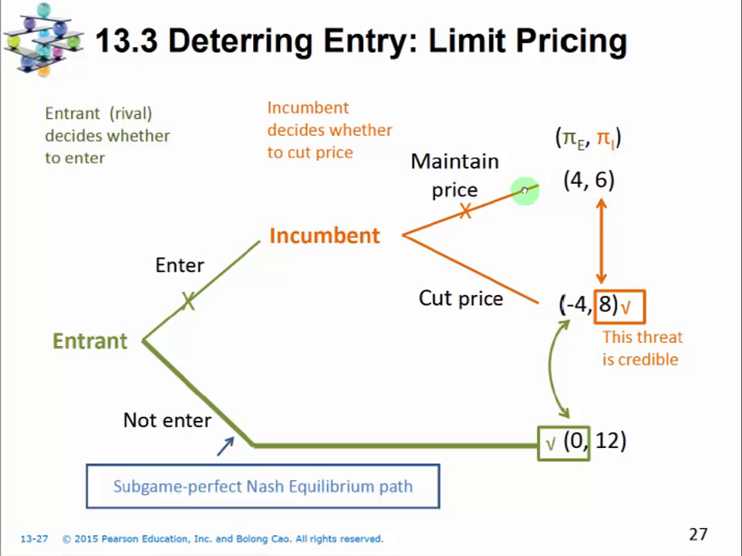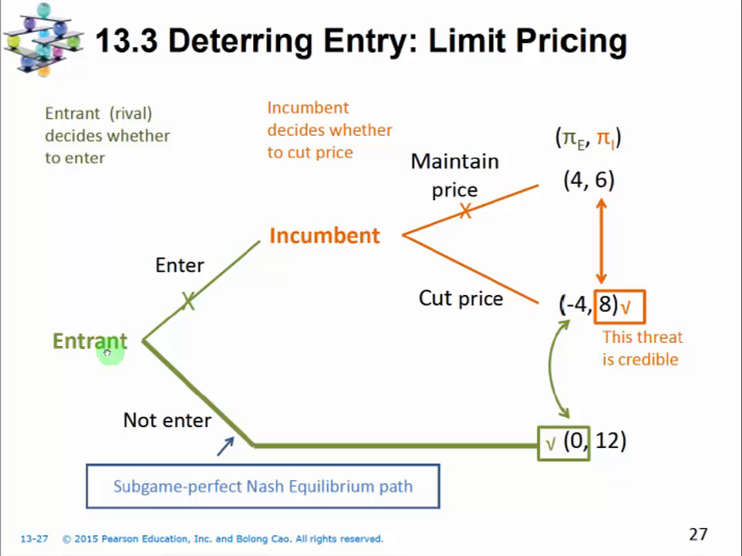In this specification, we can see that cutting price after the entrant has entered this market is the best response for the incumbent because 8 is higher than 6. Cutting price, starting a price war against the entrant, gives a better payoff than accommodating the entrant for the incumbent. So the threat by the incumbent to start a price war is credible, and cutting price will be the best response for the incumbent.